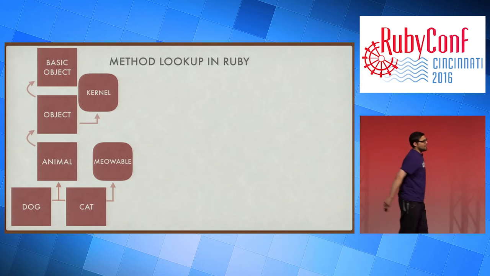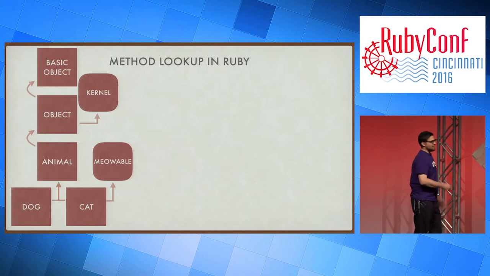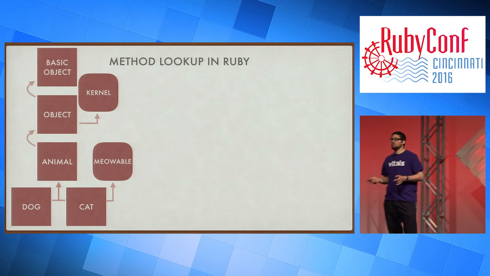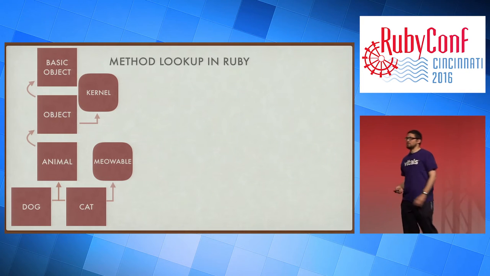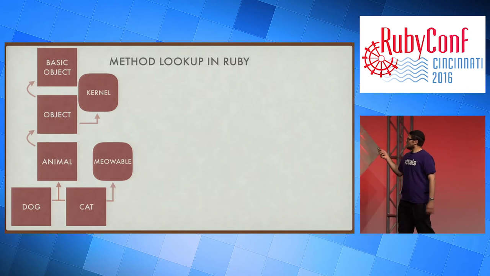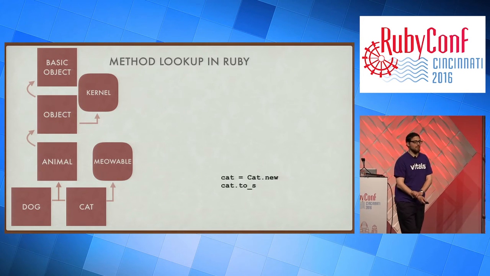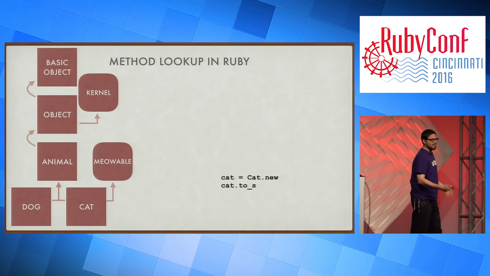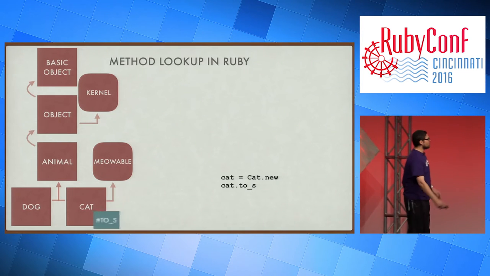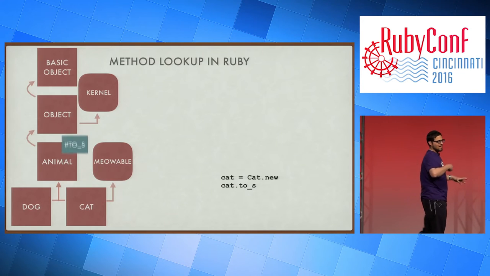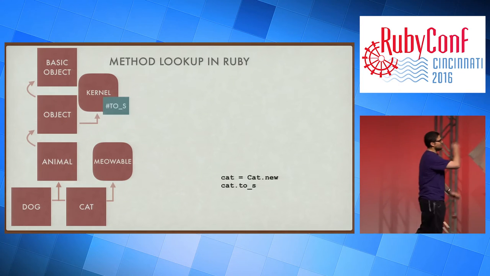So let's say we have this object graph. We have an Animal class, which is just a standard class. It has Dog and Cat, which inherit from it, and Meowable is a module included on Cat. Now we're going to create a new cat object, and then we're going to call to_s on cat. Well, where does that exist? Initially, we don't know. We have to figure it out. So Ruby is going to actually start hunting around in the class and its ancestors and included modules. We found it in Kernel.